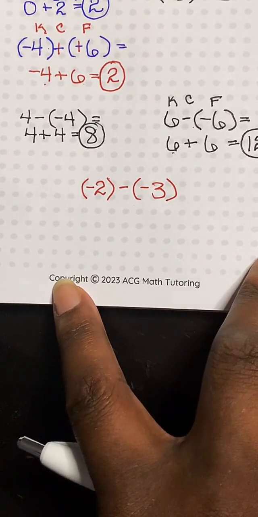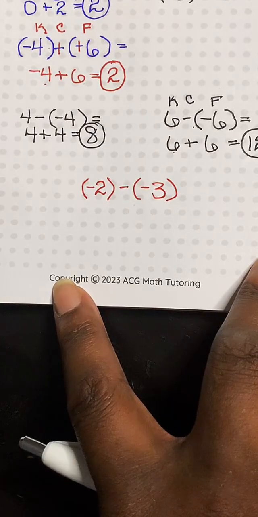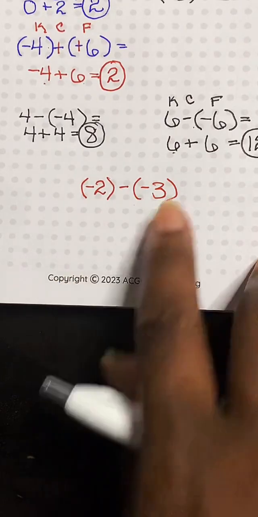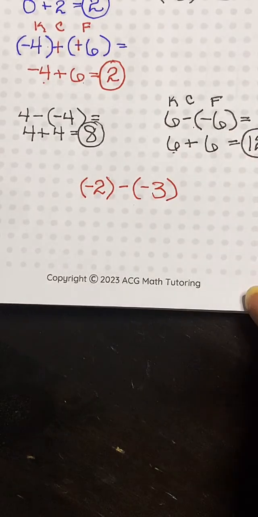Okay, so let's give that. Does two negatives make a positive? When you have a minus and a negative like this, yes, it will make it into a positive.